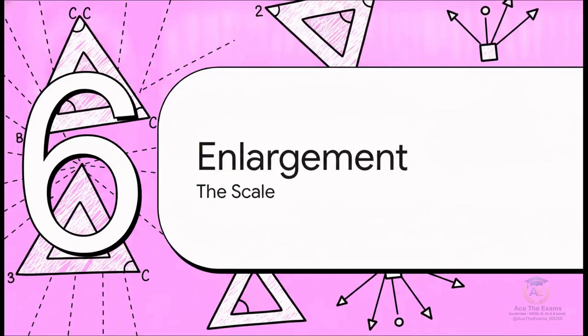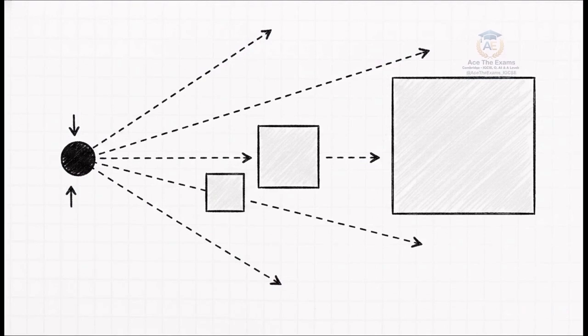Finally, we reach Section 6, Enlargement, the scale. Let's transition to our last and, honestly, often the most complex transformation. Unlike the others we've looked at where the shape stays exactly the same size, an enlargement alters the scale. The resulting image stays mathematically similar to the object, meaning all the internal angles are identical and the proportions match up perfectly, but the overall size has fundamentally changed. There are two specific rules you have to give to properly describe an enlargement. First, the position of the center of enlargement. Second, the scale factor of enlargement.